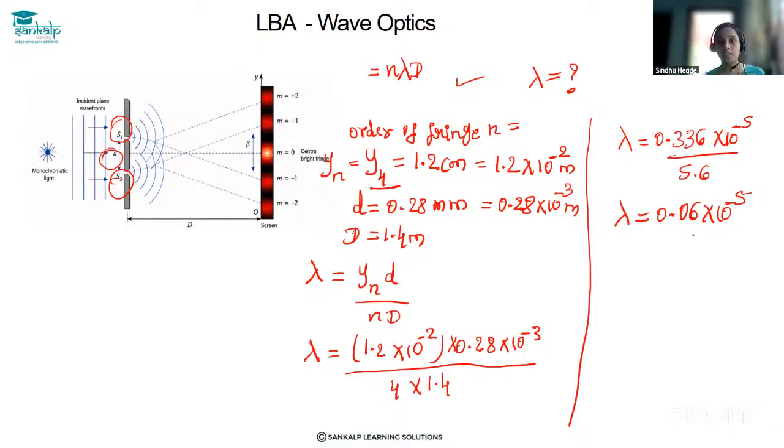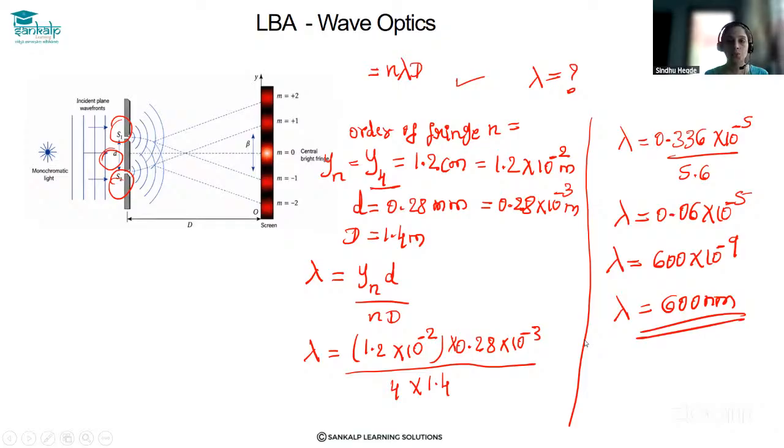But the options are not in 10 raised to minus 5. The options are in nanometer. Nano is nothing but 10 raised to minus 9. We have to write it in 10 raised to minus 9 form, that is 600 into 10 raised to minus 9, which is nothing but 600 nanometer. Hence the correct option is option B. 600 nanometer is the wavelength of the fringe. Thank you.